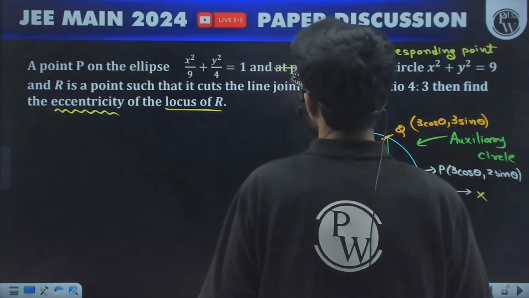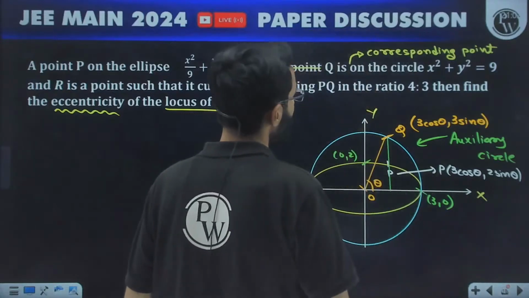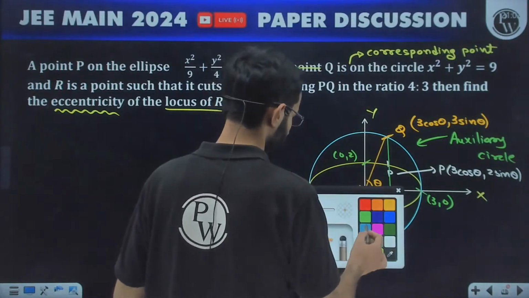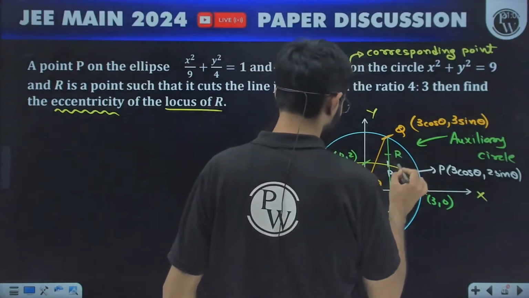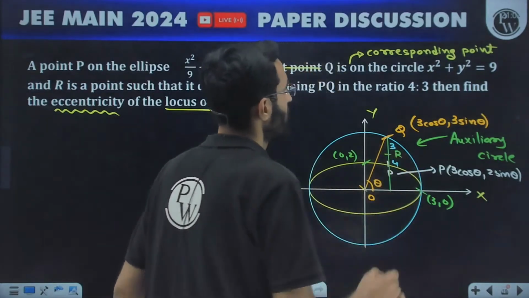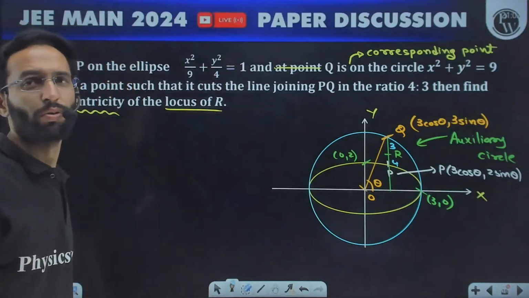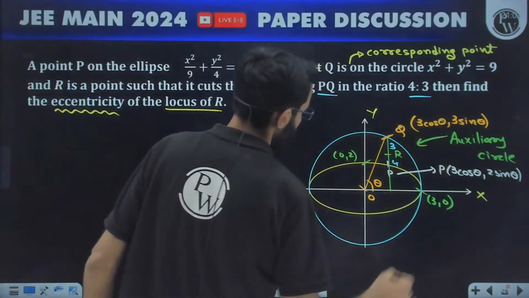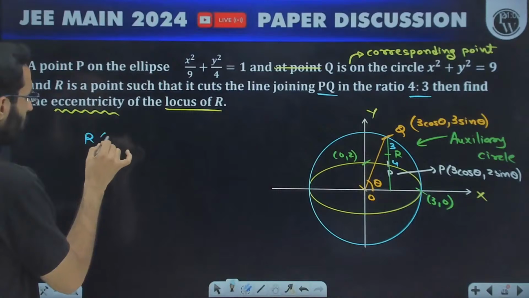Now, R is a point such that it cuts the line joining PQ in the ratio 4:3. So this is R cutting PQ in the ratio 4:3. Check please. You need to read this carefully. So let us assume this R as (h, k).